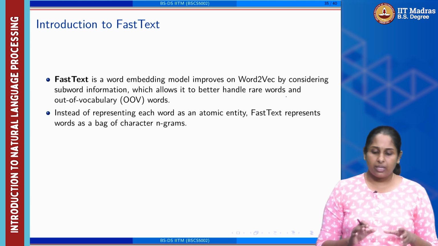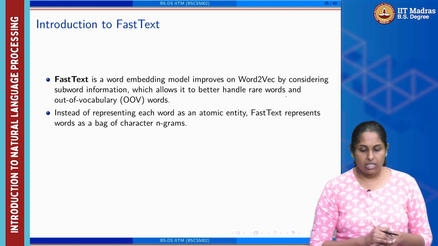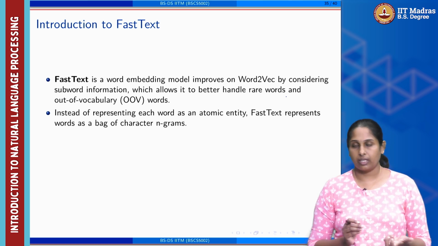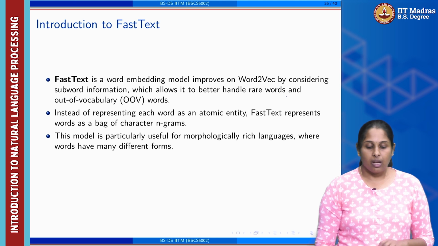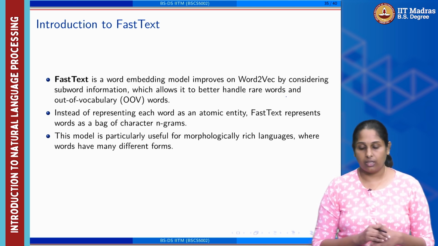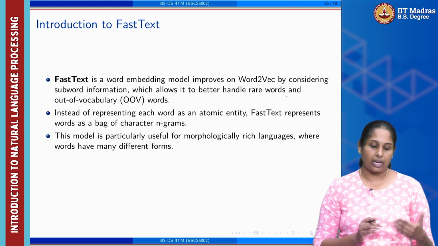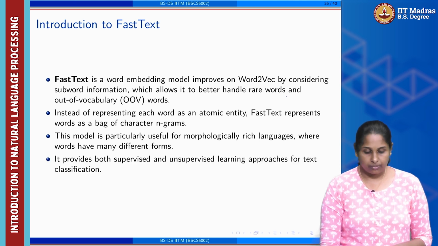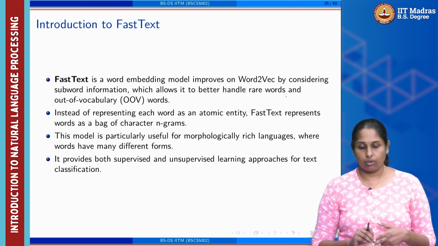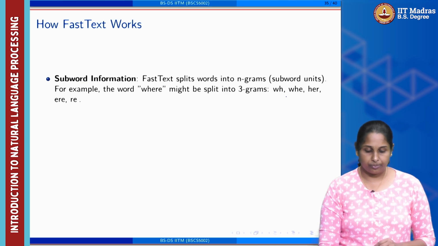So, instead of representing each word as an atomic entity, FastText represents words as a bag of characters, that is nothing but n-grams. This model is particularly useful for morphologically rich languages where words can have different forms. And it provides both supervised and unsupervised learning approaches for text classification.